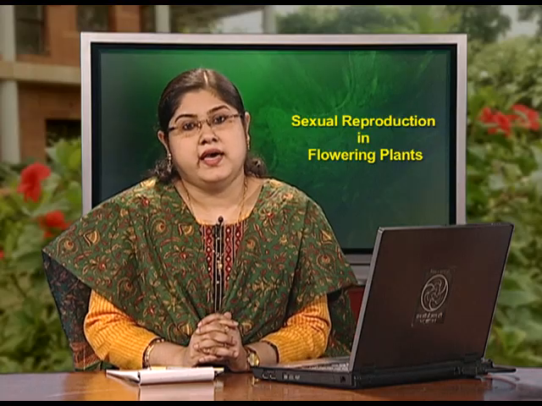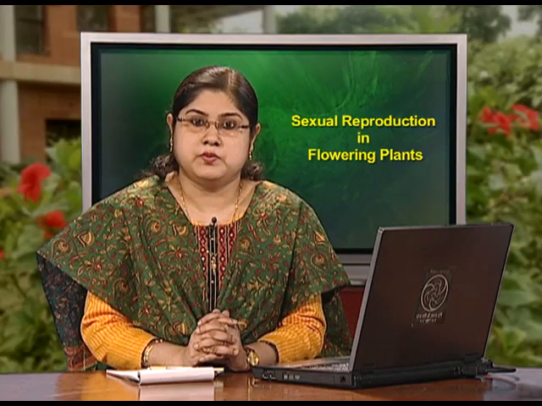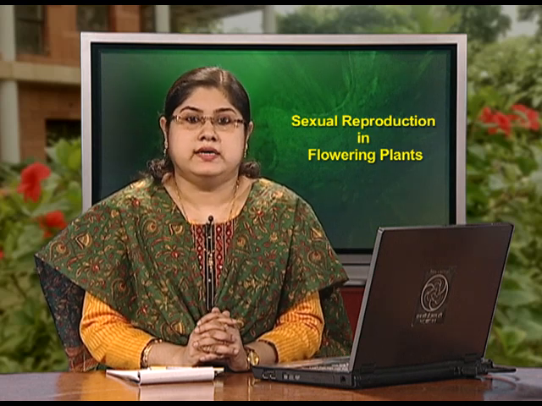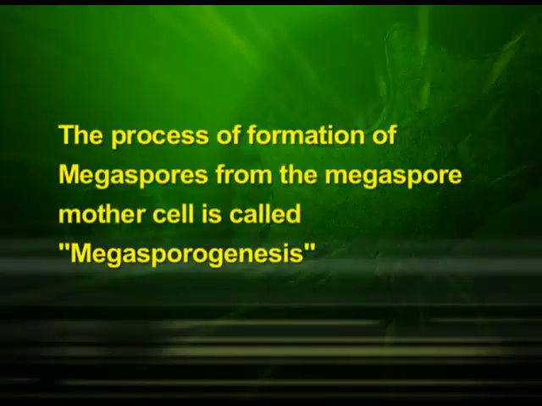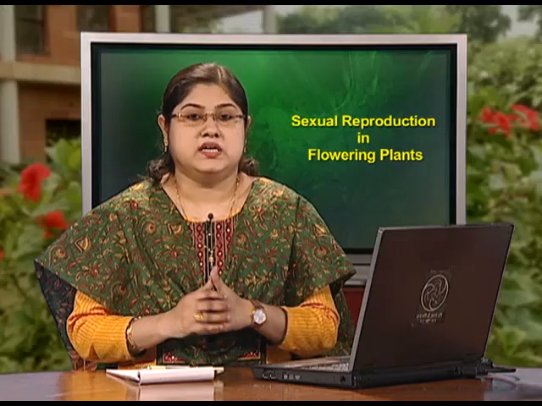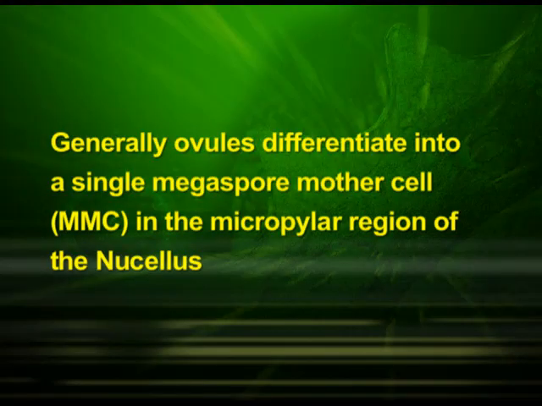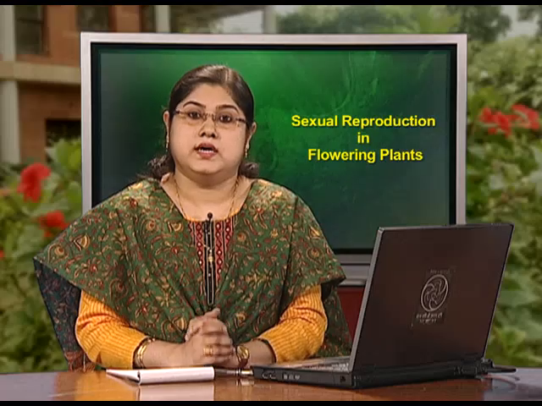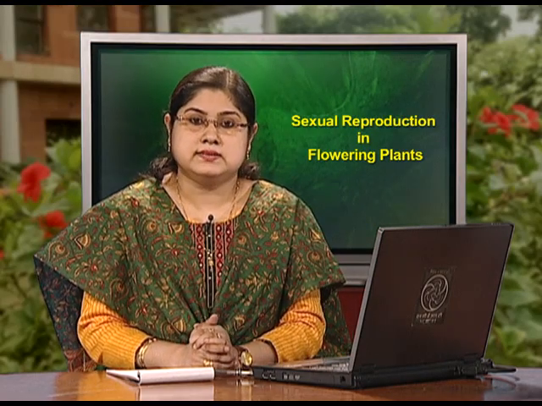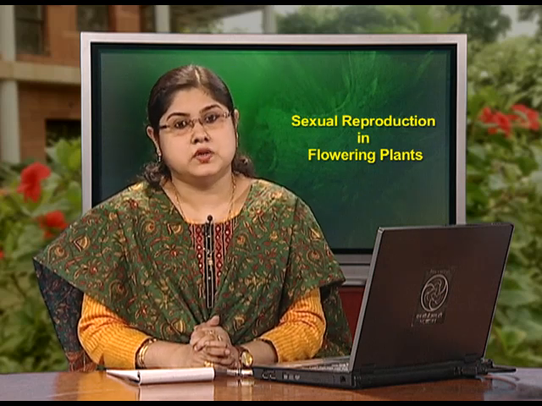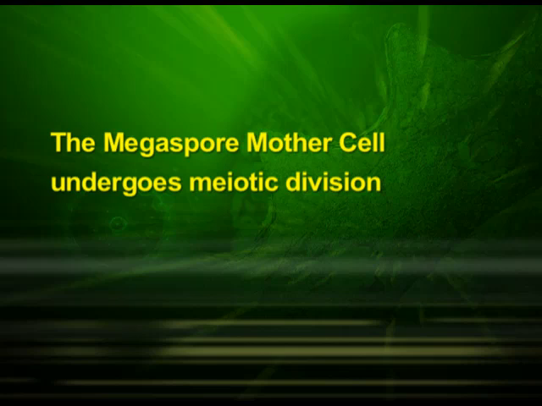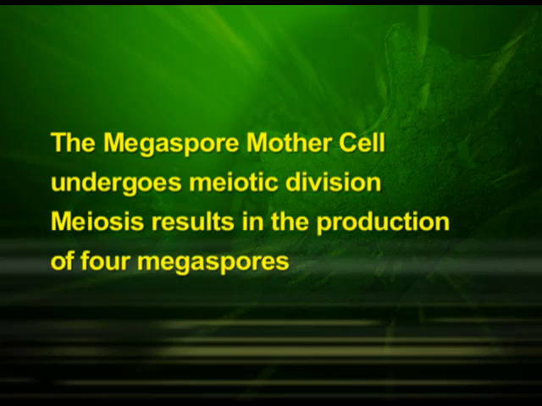So, students, as we have gone through the structure of the megaspore or the ovule, now let us discuss the process of megasporogenesis. The process of formation of megaspores from the megaspore mother cell is called megasporogenesis. Generally, ovules differentiate into a single megaspore mother cell in the micropylar region of the nucellus. It is a large cell containing dense cytoplasm and a prominent nucleus. The megaspore mother cell undergoes meiotic division. Meiosis results in the production of 4 megaspores.